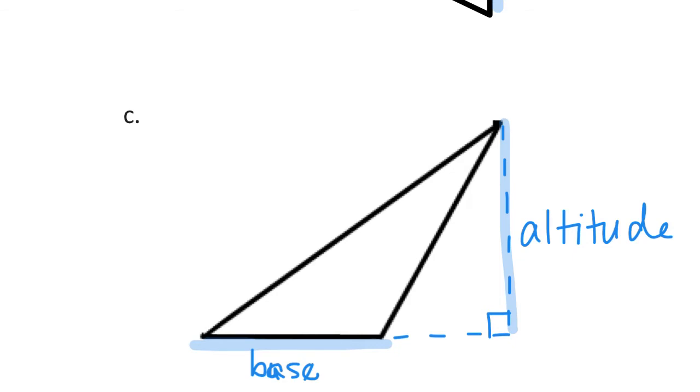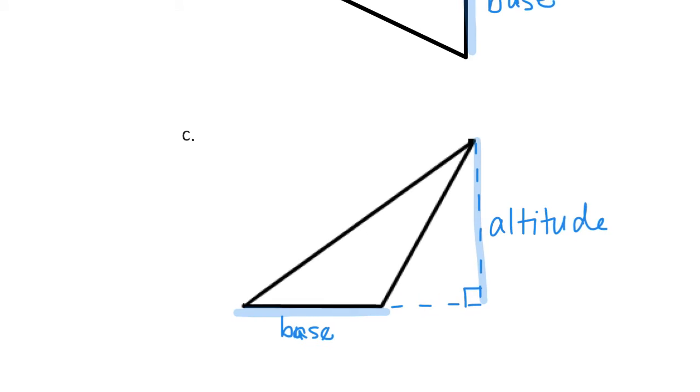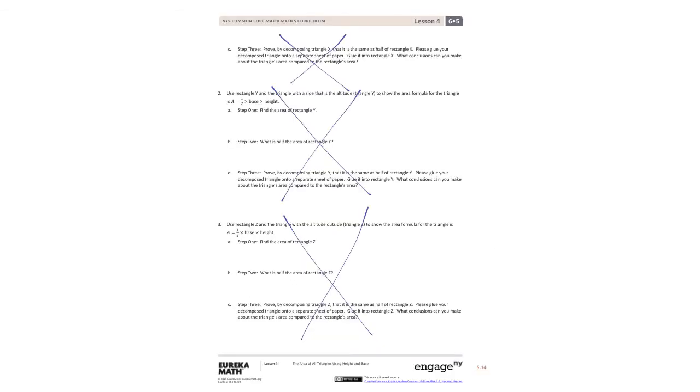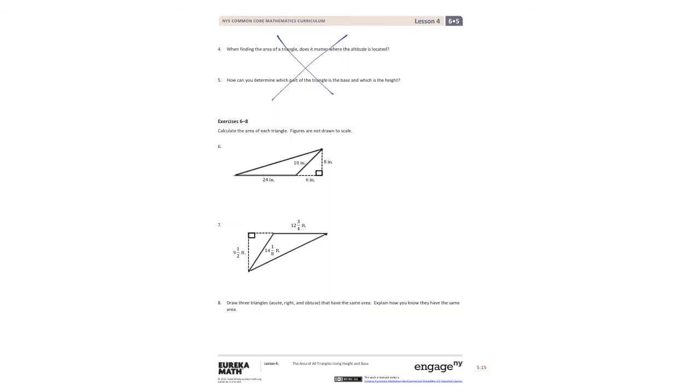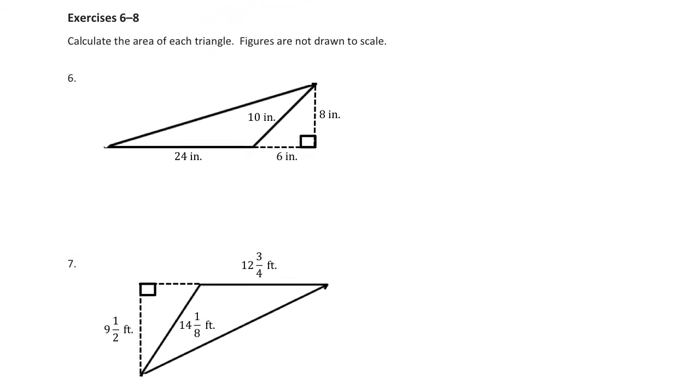If you look at the bottom of this page, it has an exploratory activity. We're not able to do that activity because you don't have the cutout triangles that go with that. So from this point you want to move forward to problem 6. All right, so here we are on problem 6, problems 6 through 8.